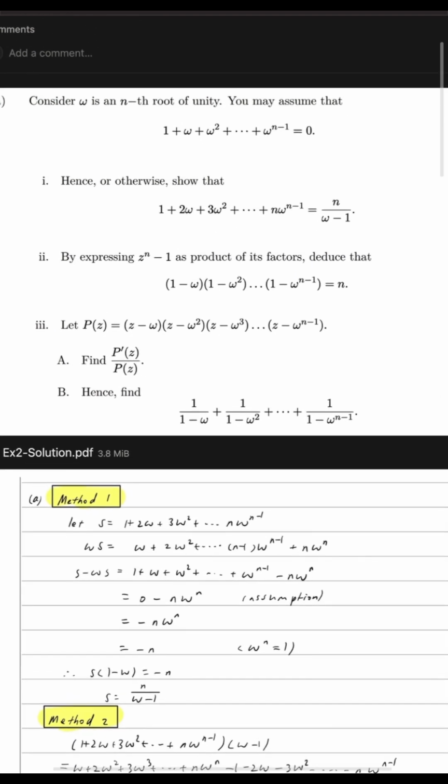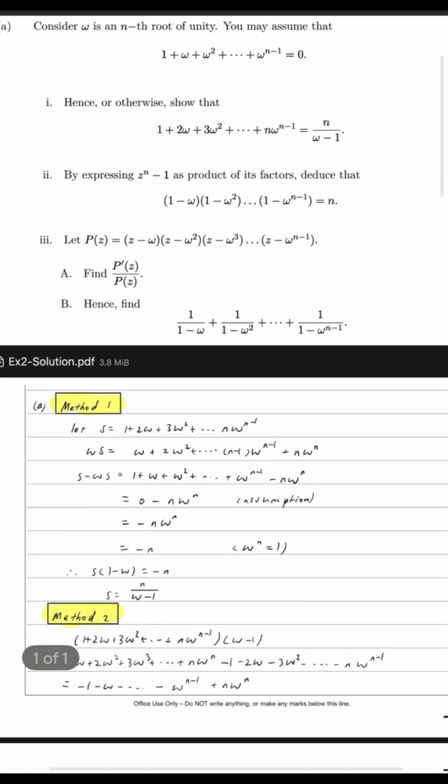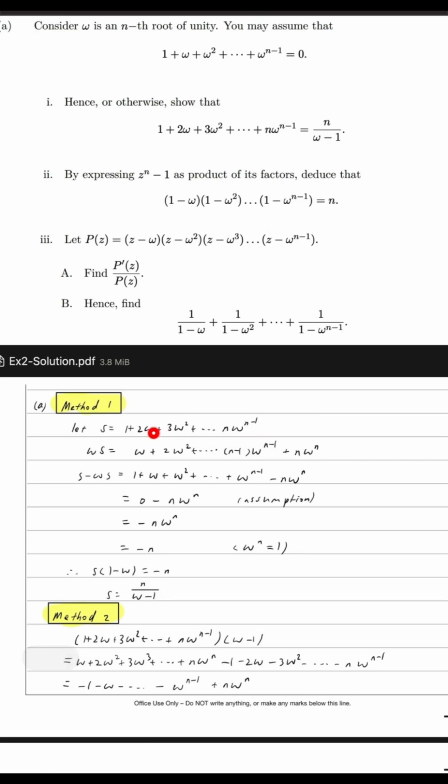So it says hence or otherwise, so this one is obviously otherwise. And how do we do hence? Hence is we let S equal to that. Now it looks like a geometric series, although it's not, but we approach it using the same method, which is to times the r, the quotient of each term.